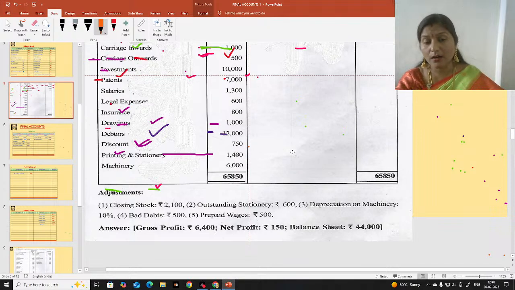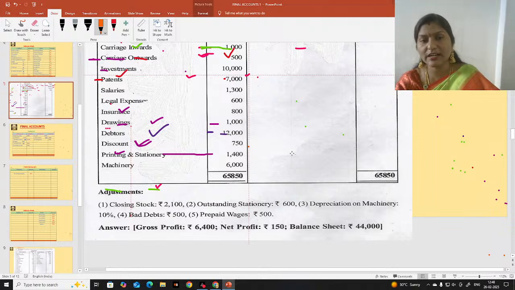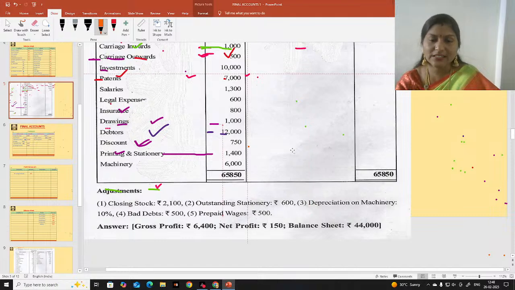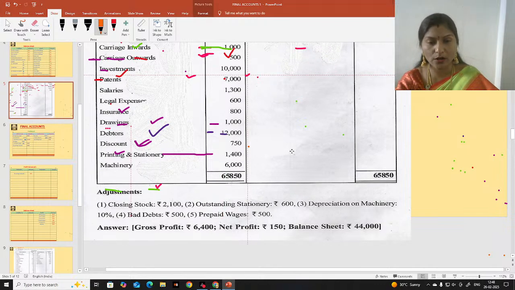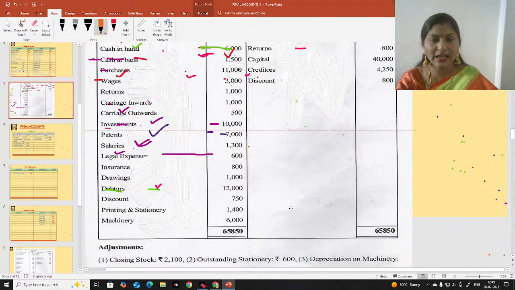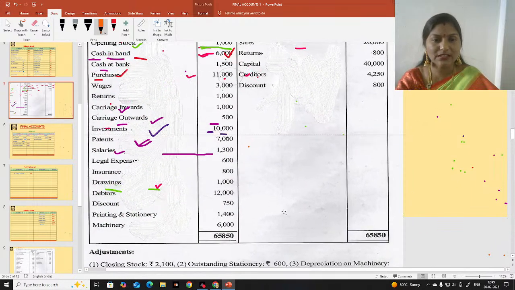Closing stock is the first adjustment, outstanding stationery is the second adjustment, depreciation on machinery is the third one, bad debts the fourth one, and prepaid wages the fifth one. Prepaid wages and closing stock we already discussed and recorded. Remaining are three adjustments: outstanding stationery, depreciation on machinery, and bad debts. These are the three adjustments that we have to record. We don't have any adjustment for salaries.